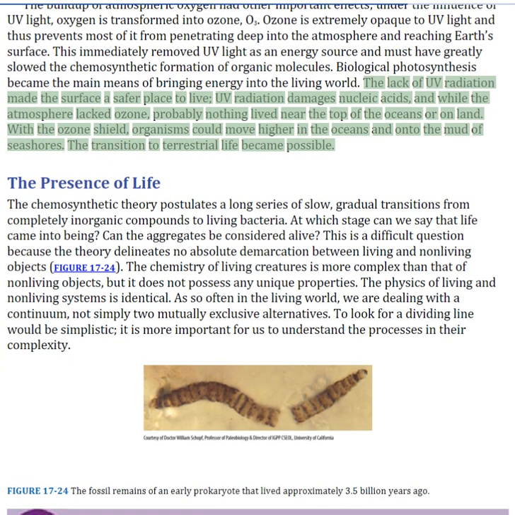The lack of UV radiation made the surface a safer place to live. UV radiation damages nucleic acids, and while the atmosphere lacked ozone, probably nothing lived near the top of the oceans or on land. With the ozone shield, organisms could move higher in the oceans and onto the mud of seashores. The transition to terrestrial life became possible.